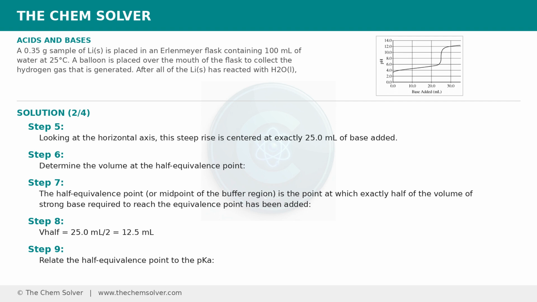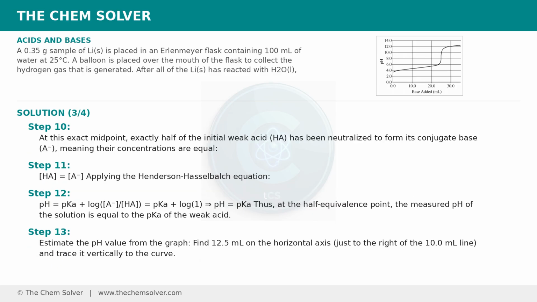Relate the half equivalence point to the pKa. At this exact midpoint, exactly half of the initial weak acid, HA, has been neutralized to form its conjugate base, A⁻, meaning their concentrations are equal. [HA] equals [A⁻]. Applying the Henderson-Hasselbalch equation, pH equals pKa plus log of [A⁻] over [HA], equals pKa plus log 1. Therefore, pH equals pKa. Thus, at the half equivalence point, the measured pH of the solution is equal to the pKa of the weak acid.